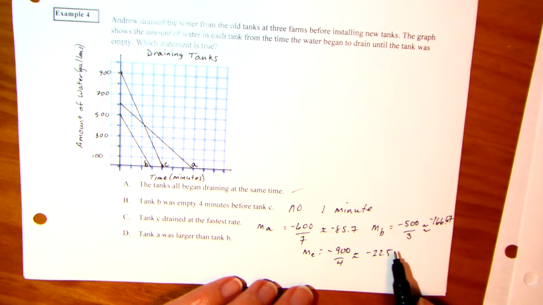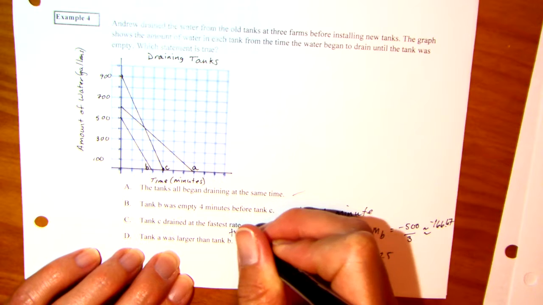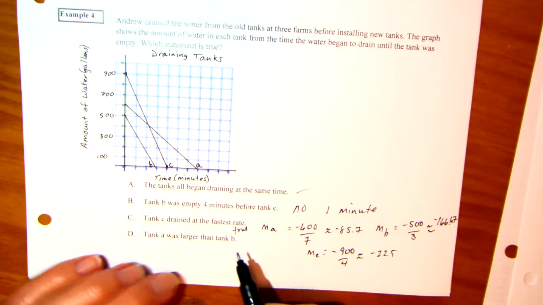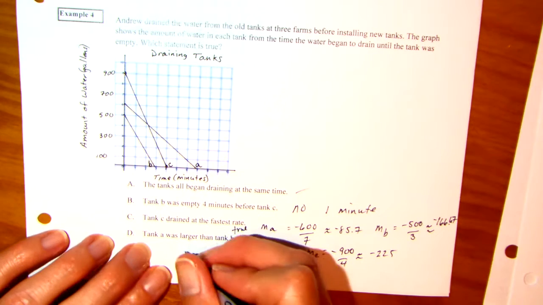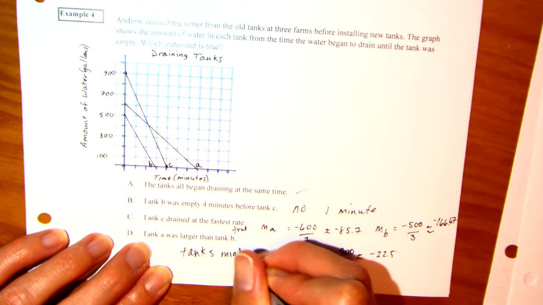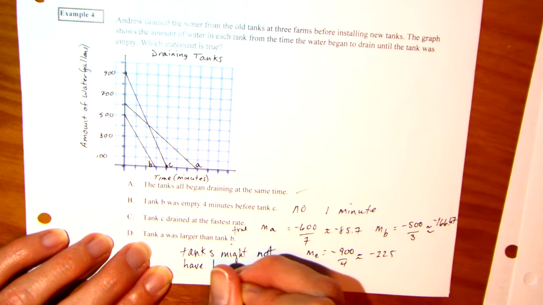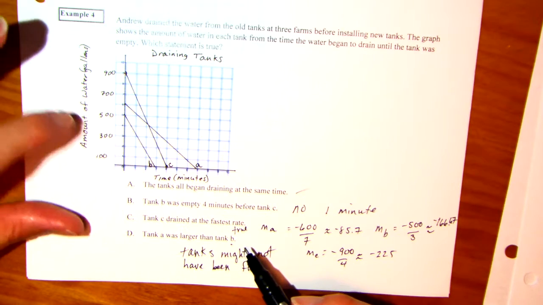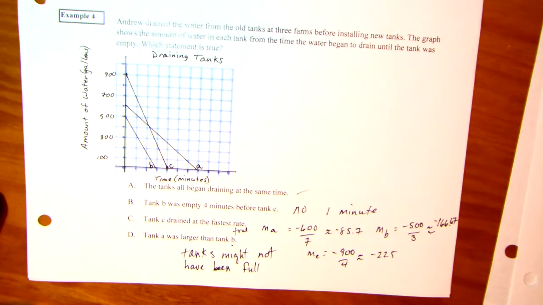This is my steepest slope, so tank C. Yep, that's true. And then look at the last one. Tank A is larger than tank B. This just says the amount of water. It doesn't tell us anything about the tank size. So tanks might not have been full. But tank A did have more water than tank B, but we don't know the size of the tanks. Okay.